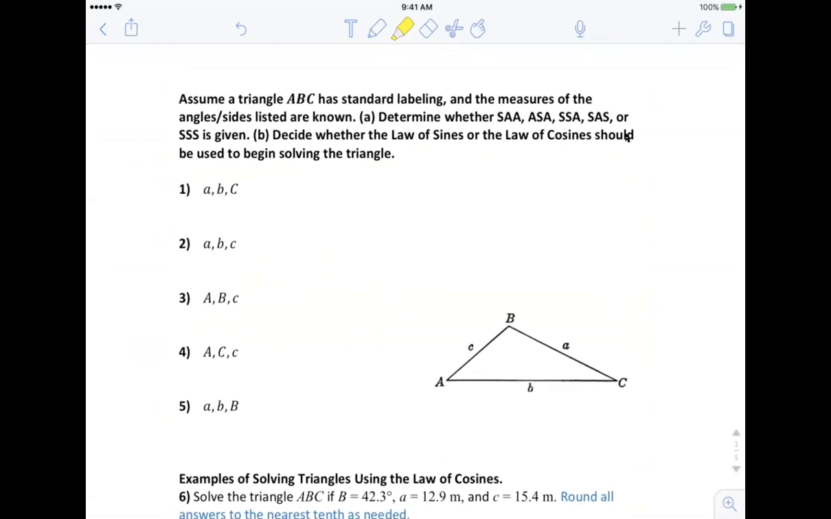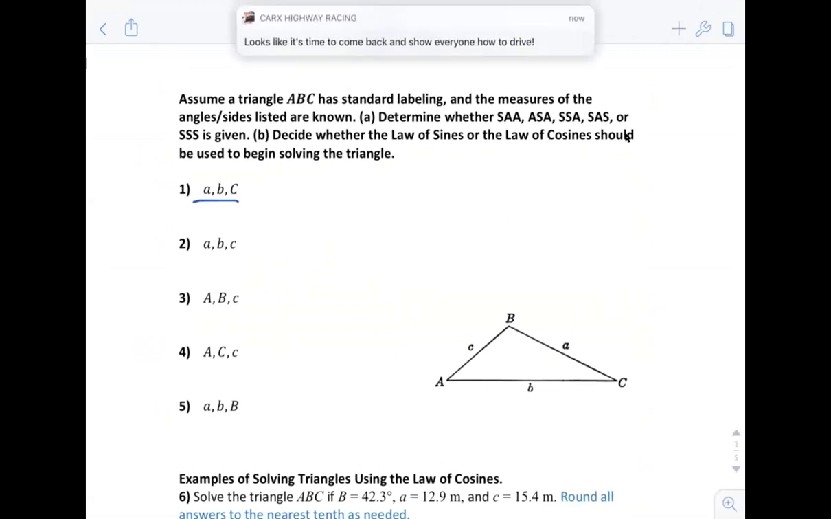One thing you'll see is you have to decide what case you have, and based off of the case, do you use law of sines or law of cosines to begin? So for example, this number 1, if you know those 3 things, you know little a, little b, and angle C. What case is that?